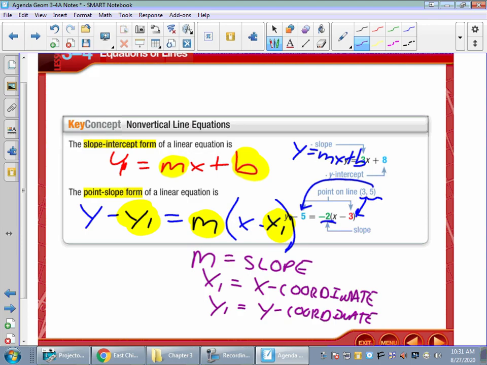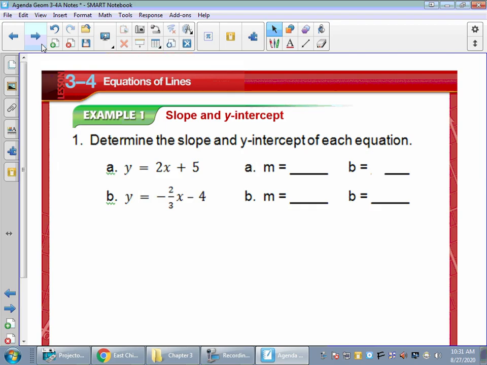Okay? So let's do some examples based on these 2 forms. So the first one, slope and y-intercept. These are pretty simple ones. Give me the slope and y-intercept of each equation. Well, it's already in slope-intercept form. So we could simply say that m is 2, and your b value here would be 5.